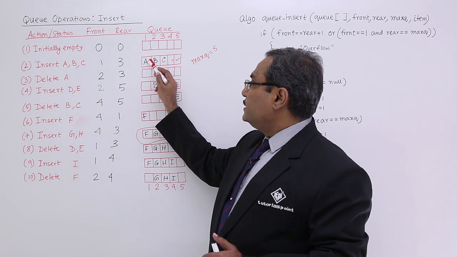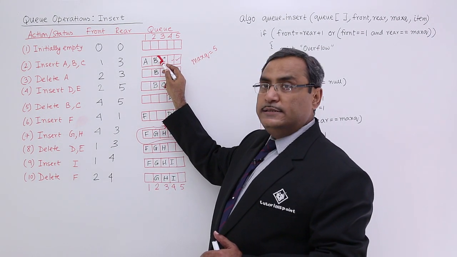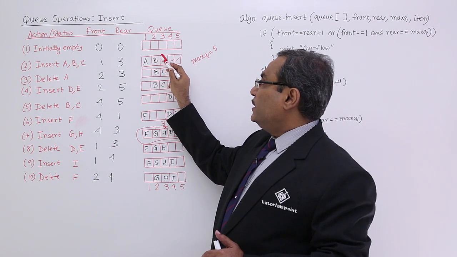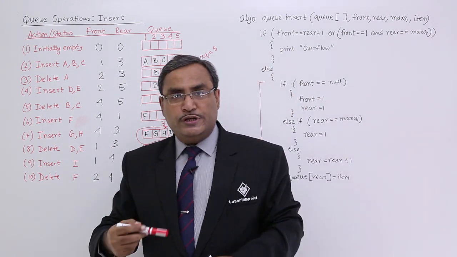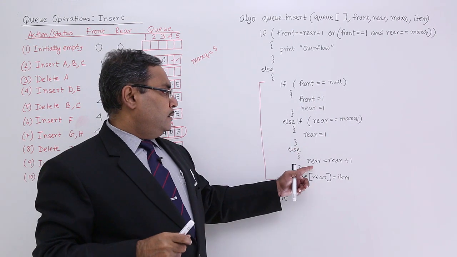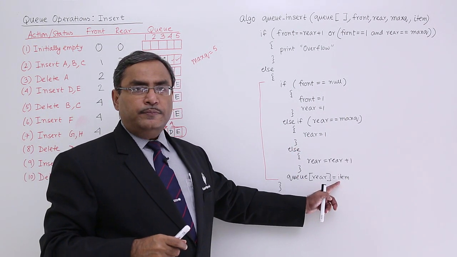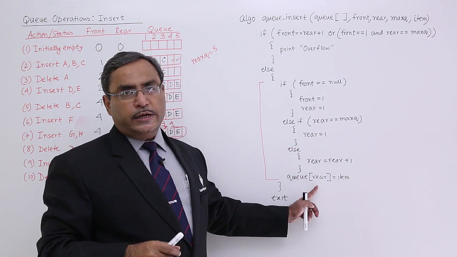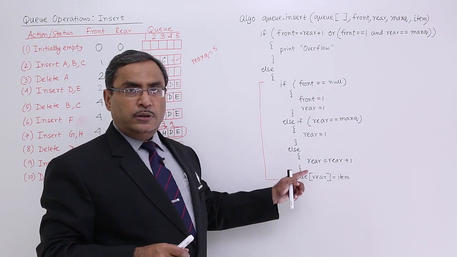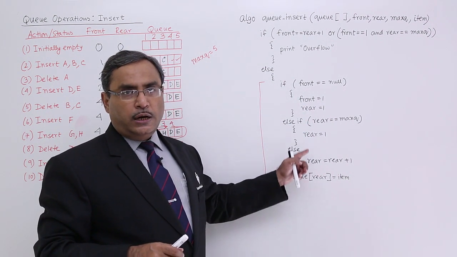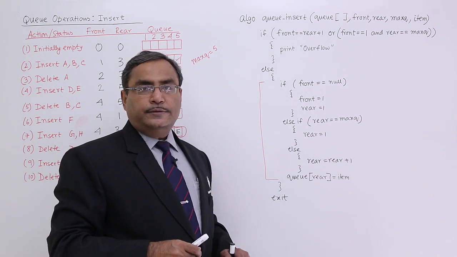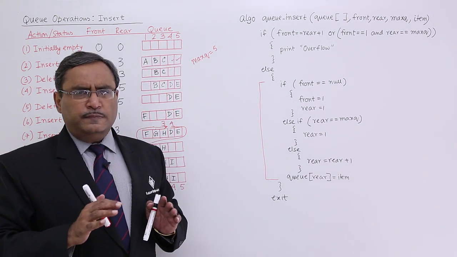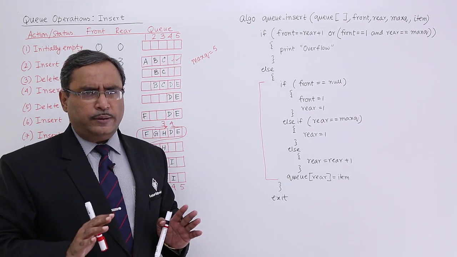If rear is equal to 1, the next data will be inserted at location number 2, and the next data at location number 3, so rear is equal to rear plus 1. Then q[rear] is equal to item. Now I am putting my data at the rear end, after updating rear with one of the three conditions, and then exit. So, this is a very famous queue insert algorithm.